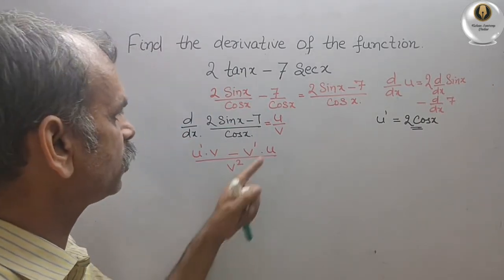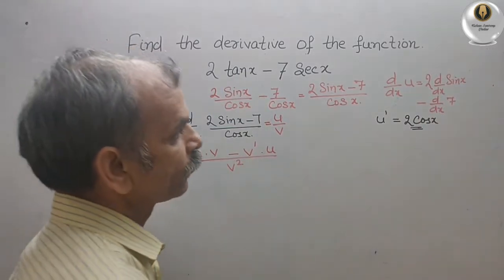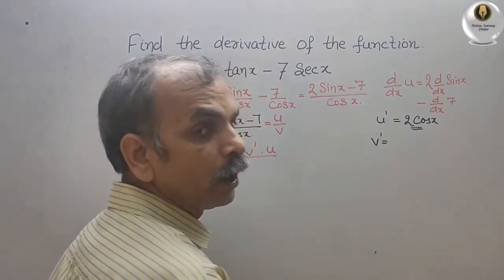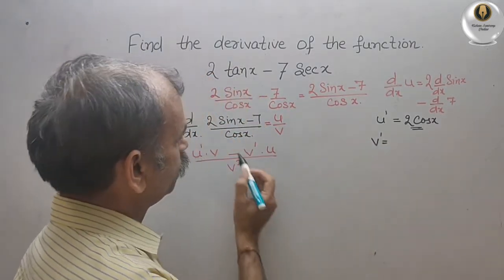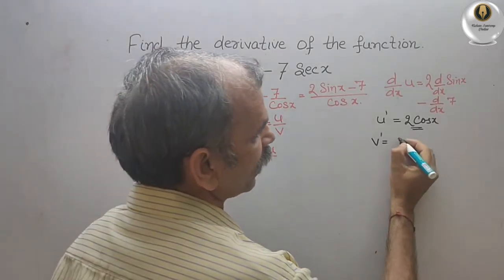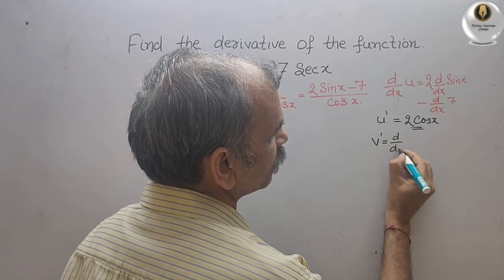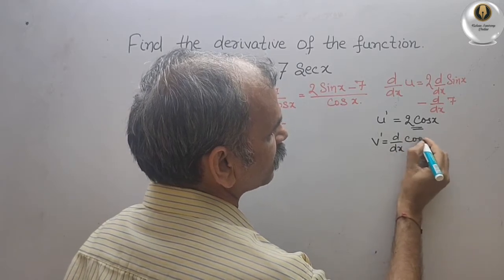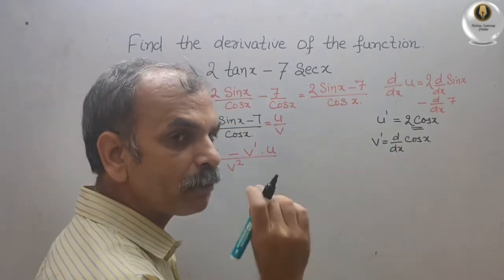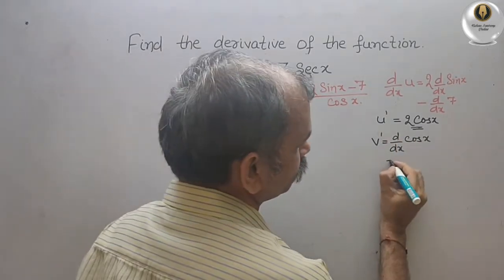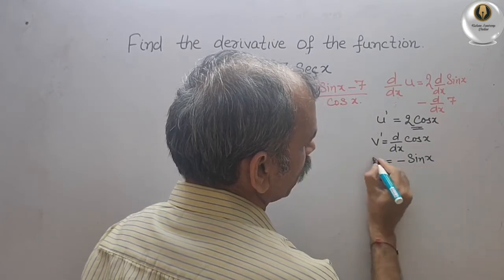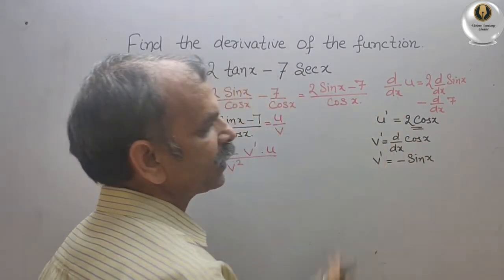Next we will find our v dash. What is that? V dash is equal to, how much is it? You can see here only cos x is there. So we will write d by dx of cos x. We know that the derivative of cos x is minus sin x. Therefore v dash is minus sin x.